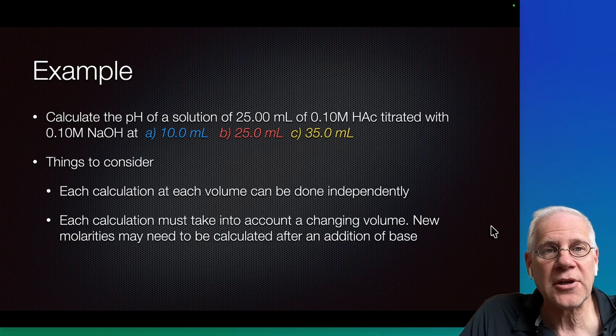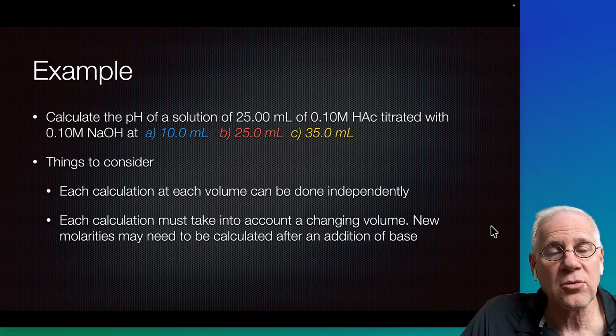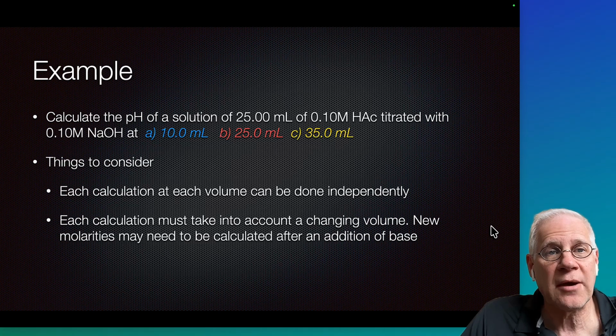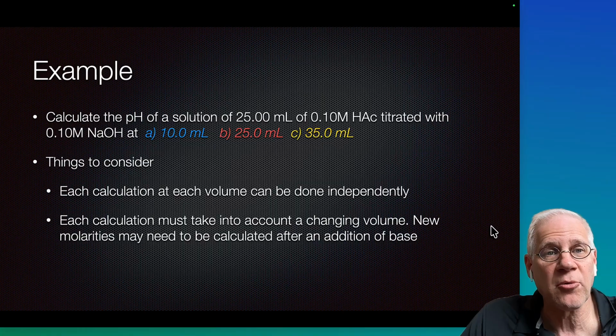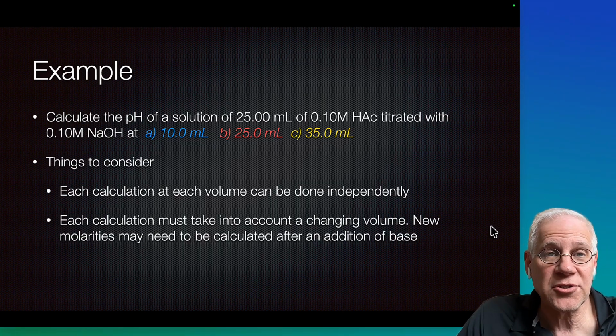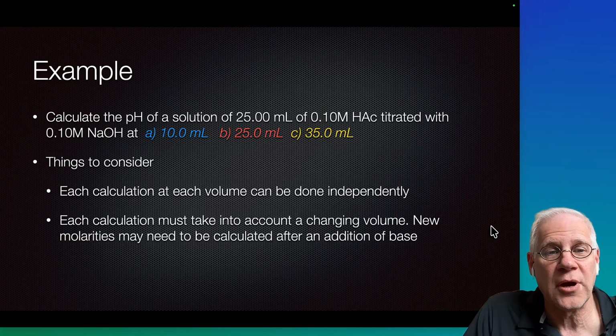Anytime you're doing a calculation and you're looking at moles, you have to take a look at your changing volume. You have to look at what your new volume is, because you may have to calculate a new concentration. And if you only know the number of moles, to get the concentration, you need the volume. So you need that total volume, and it does change as you go through a titration.